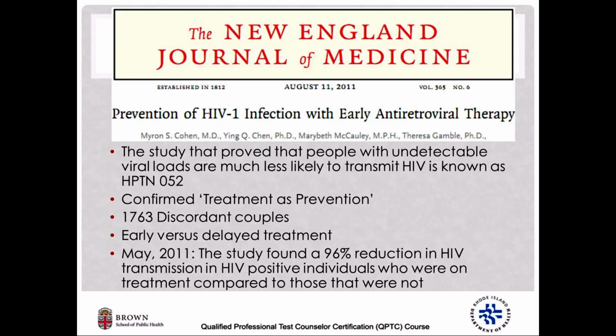This is the actual study for those of you that may want to look through it. It was done by Mike Cohen, who's a very famous investigator down at the University of North Carolina. But what they basically found is that for people that were taking medicine and undetectable, it had approximately a 96% reduction in transmitting HIV onward compared to those that were not on treatment.